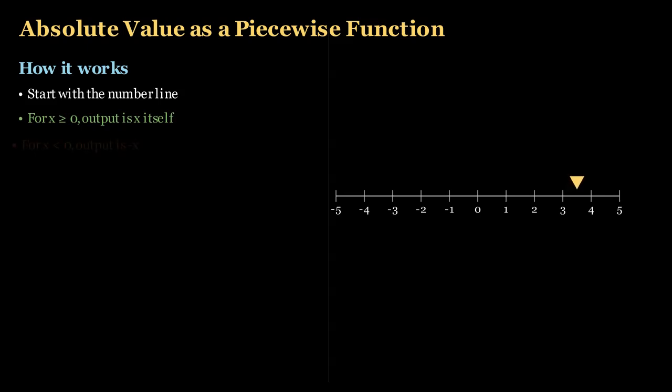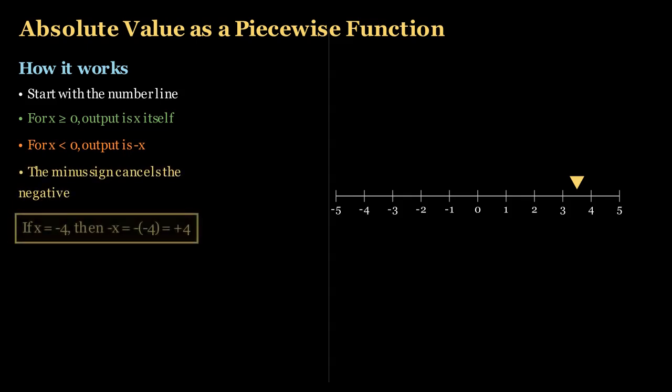Its distance is also 3, but the number itself is negative. The rule says if x is less than 0, output -x, and -x means -1 times x. For x equals -3, -1 times -3 is +3. The minus sign in the rule cancels the minus sign of the number. That is why -x becomes positive when x is negative. It is not a mysterious trick, it is just multiplying two negatives.